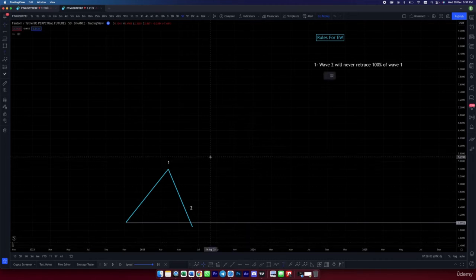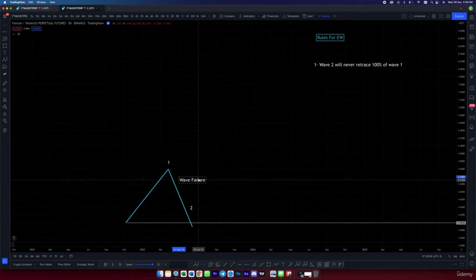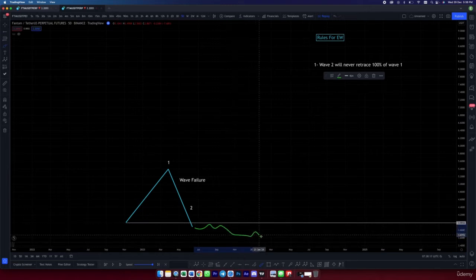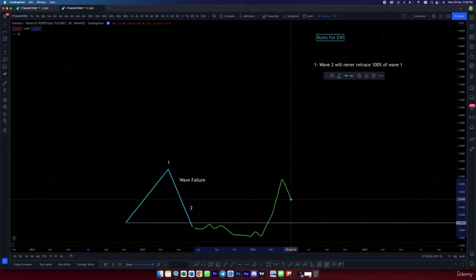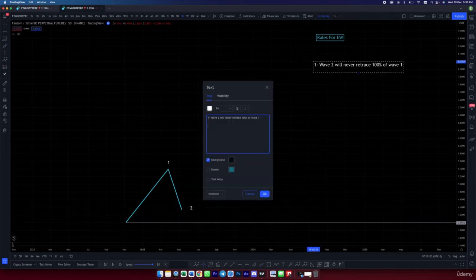Before we move on, let's assume what will happen if this retraces 100%. Let me draw a horizontal line here at the bottom of wave 1. What if this retraces 100%? Well, we will call it wave failure. What does wave failure mean? That the impulse has not started yet. So you can expect the market will still move down. We'll say the impulse has started once wave 2 never retraces wave 1 by 100%.